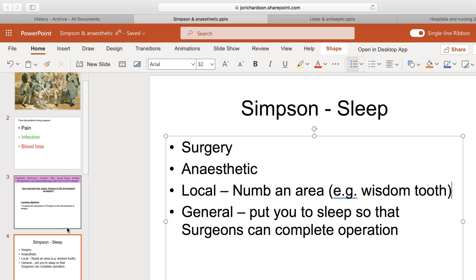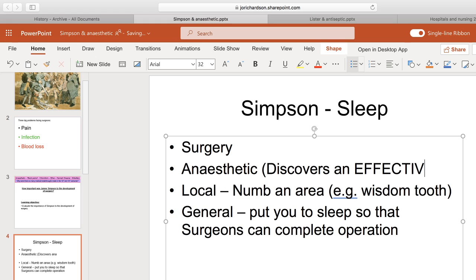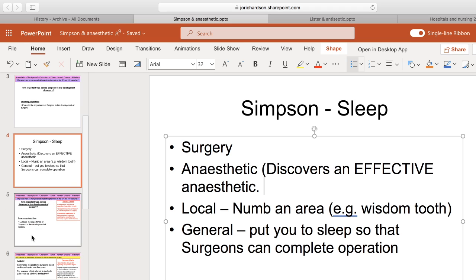So he is someone who discovers an effective anaesthetic. That is why he's so significant. When we're thinking about his role, he's significant because he discovers an effective anaesthetic.